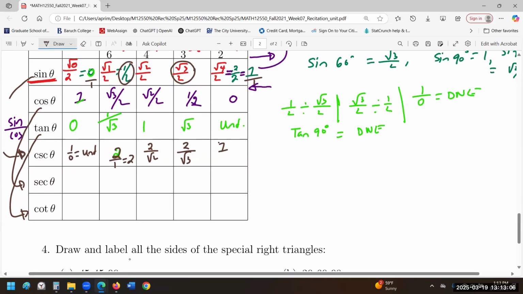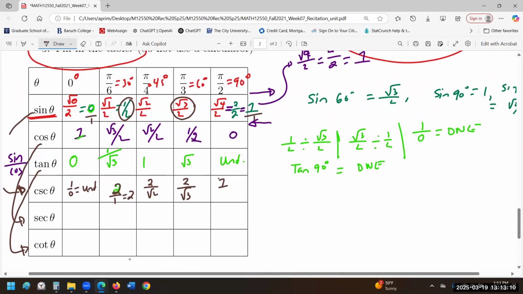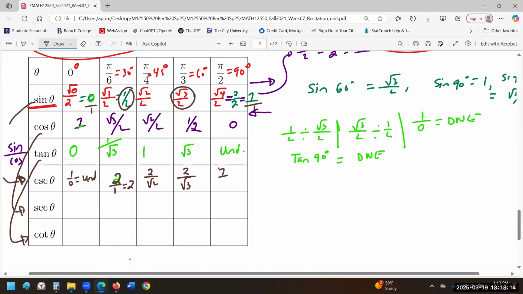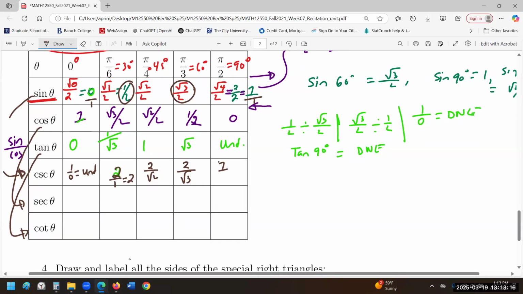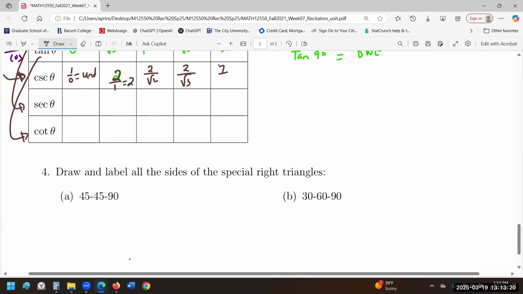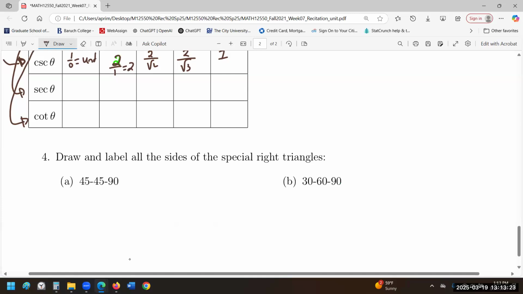Any questions so far from anyone? So first, the best one is the unit circle. If you don't like the unit circle, then we have this table. And if you don't like this table, then we have one more trick, which is 2 special triangles. But there is a downside to these triangles. These triangles work only for 3 angles.